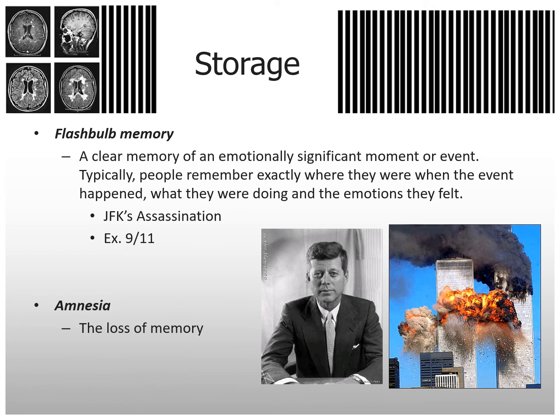There's something called flashbulb memory. So that's a vocab word, make sure you know. This is a clear memory of an emotionally significant moment or event. Typically, people remember exactly where they were when the event happened, what they were doing, and the emotions they felt. And so everyone has a different flashbulb memory.